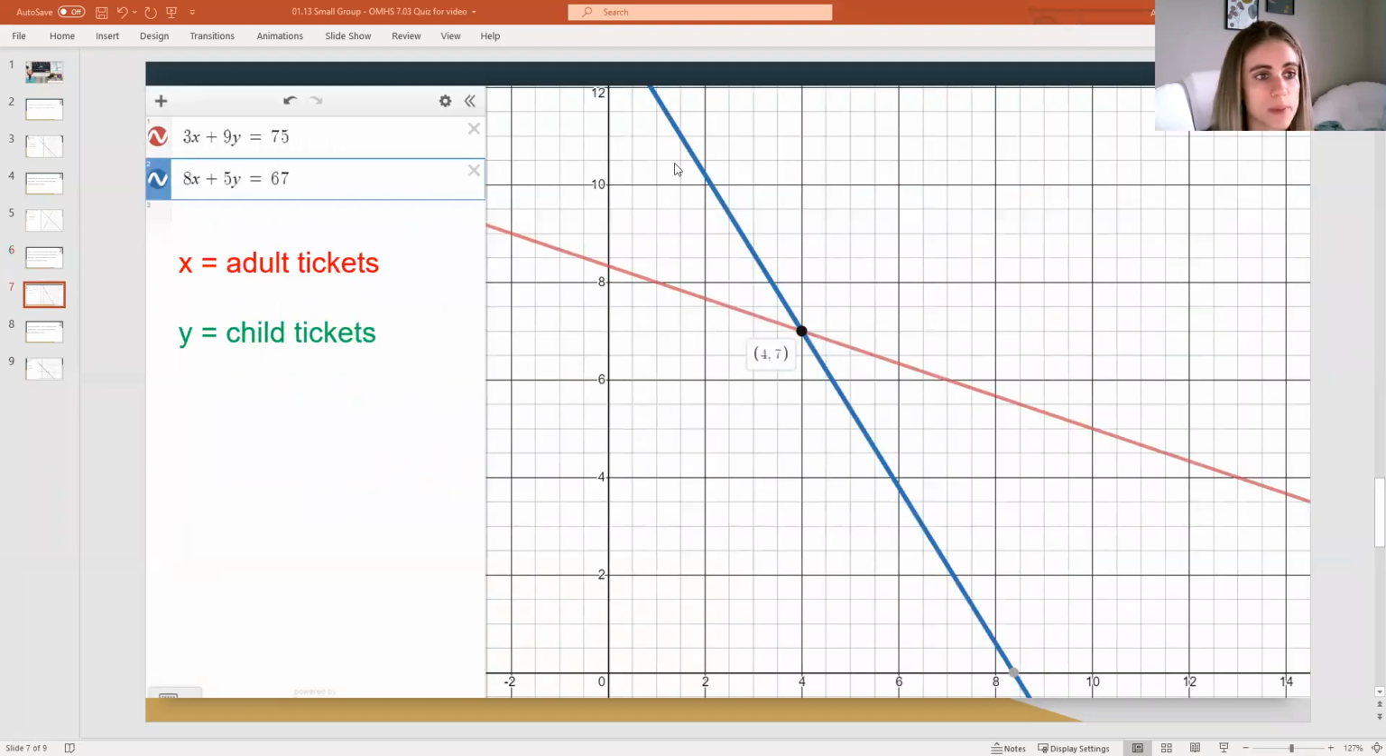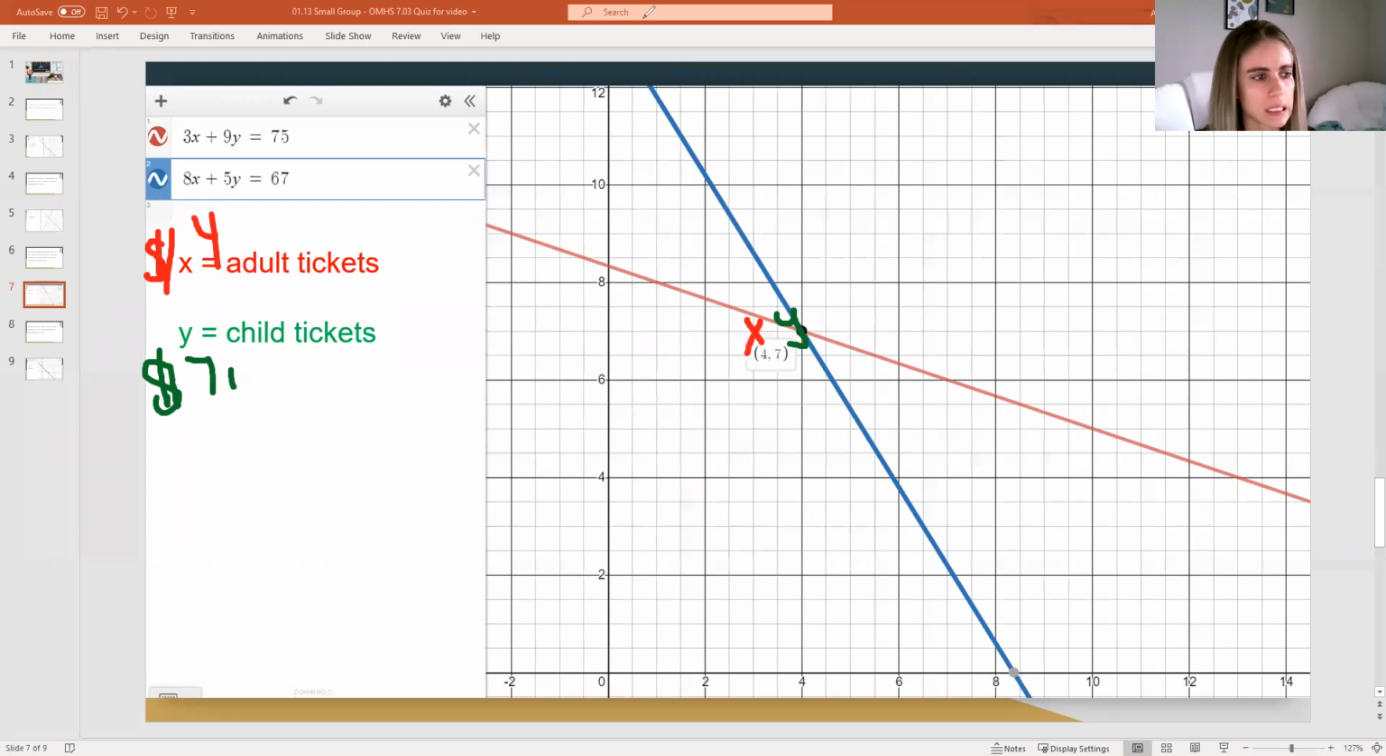Once again, to make this work on the graph, I had to change A to X and C to Y. And remember, whenever you graph a system of equations, that point at which they intersect, at which they cross, is your solution. The first number is our X, so it was $4 for an adult ticket. The second number is our Y, so it was $7 for a child ticket.